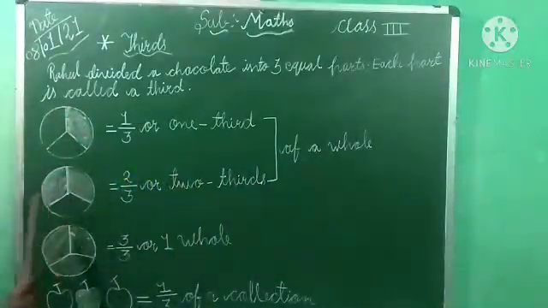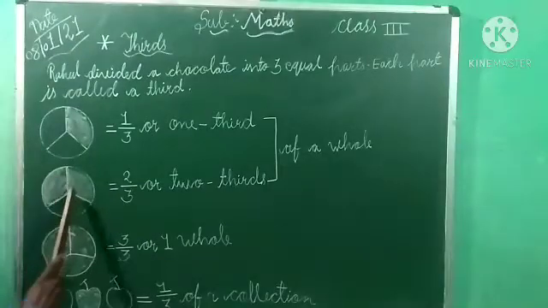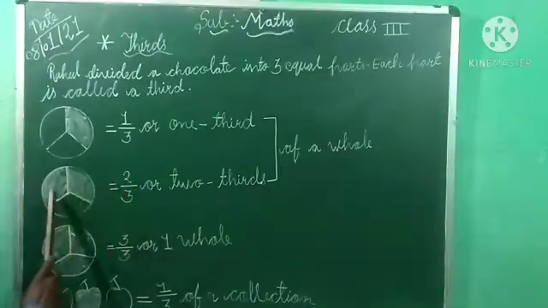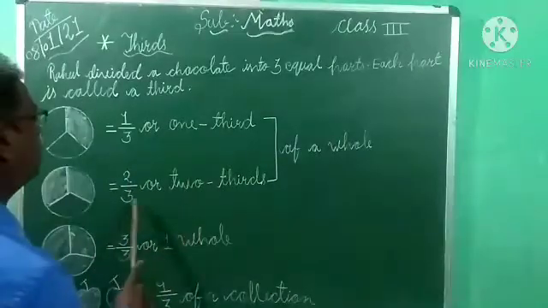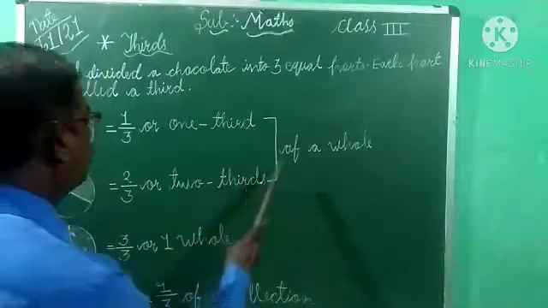Understood? Now in the second diagram, how many parts are shaded? 1, 2, 3. So out of 3, 2 parts are shaded. So the required fraction will be 2/3 or 2 by 3. We can write 2 by 3 or 2/3 of a whole.